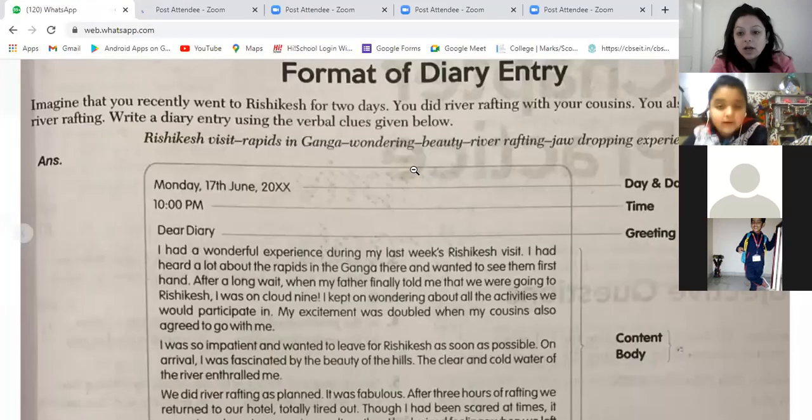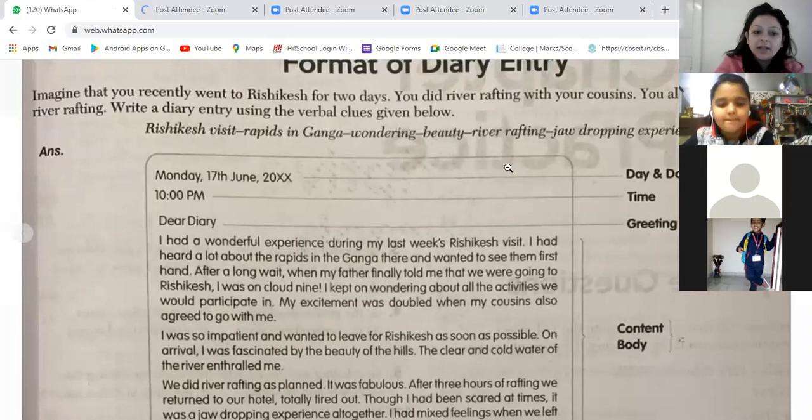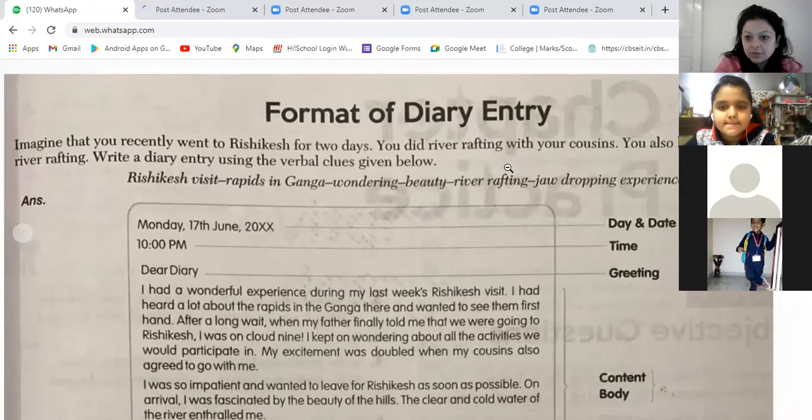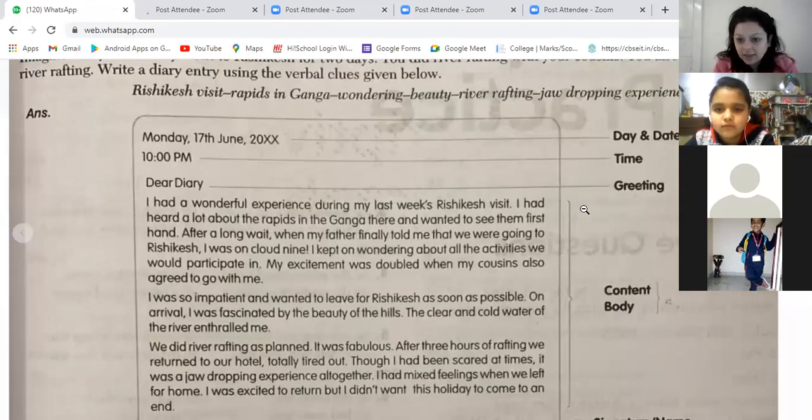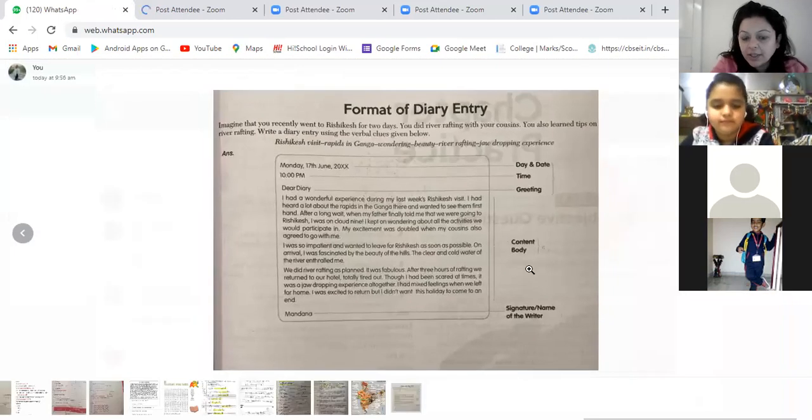Okay, see, here it comes. How do we begin a diary entry? We write the day and the date first. Then the time at which we are writing the diary. Then how do we greet? We greet by writing, "Dear Diary." Then you will write the main content, the body. It is a very simple kind of format, not a very complex one.